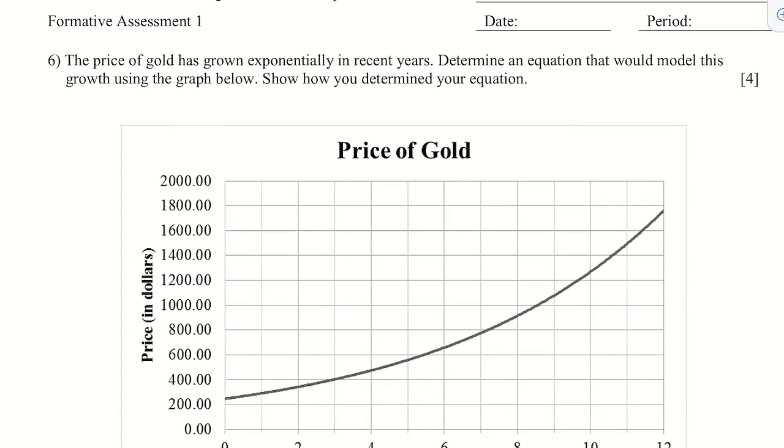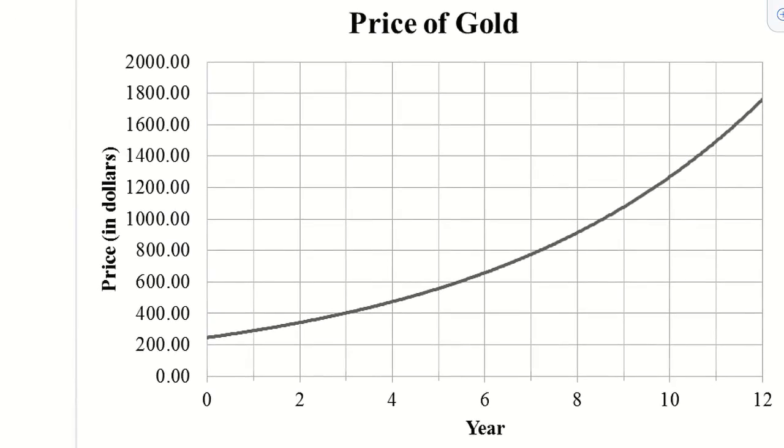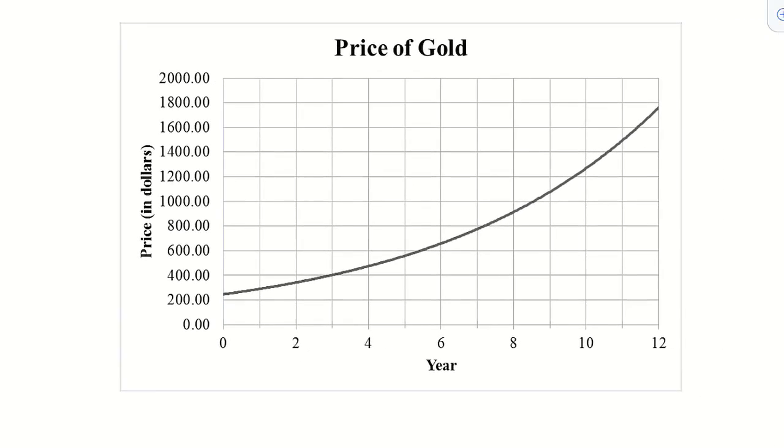And lastly, taking a look at this, it says the price of gold has grown exponentially in recent years. Determine an equation that would model this growth using the graph below. Show how you determined your equation. This is really just taking two ordered pairs from this graph and then writing an equation using the formula y is equal to ab to the x power.